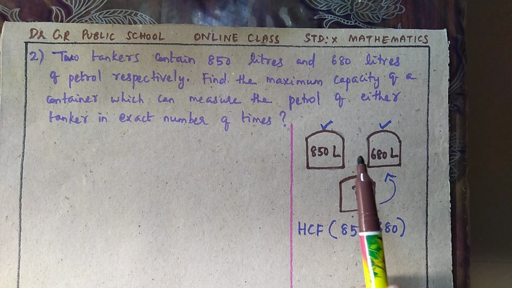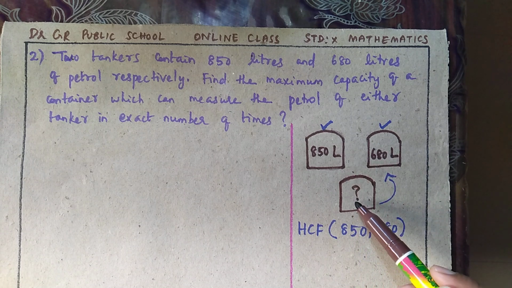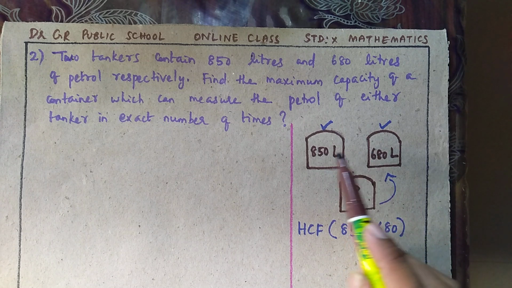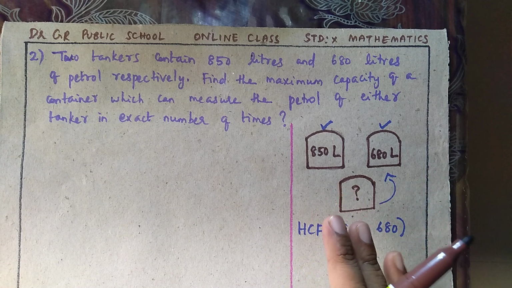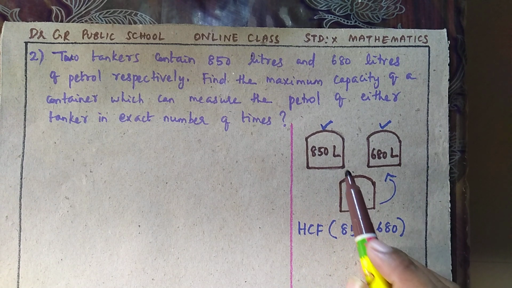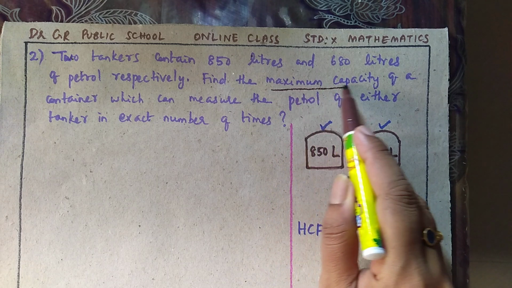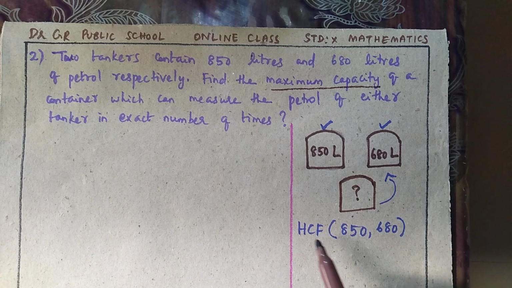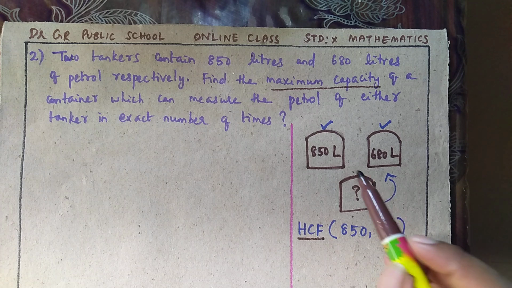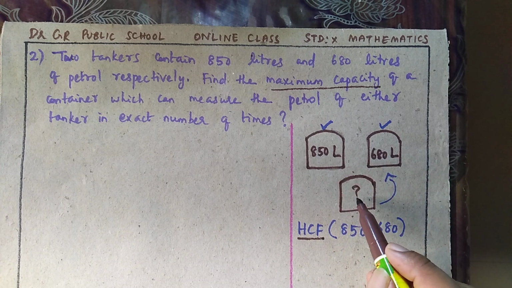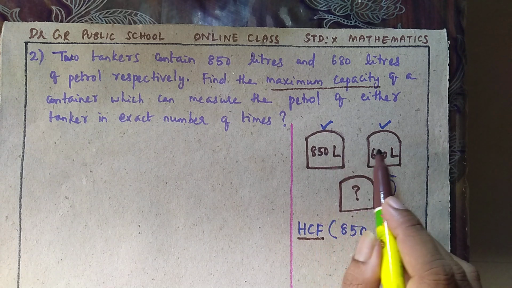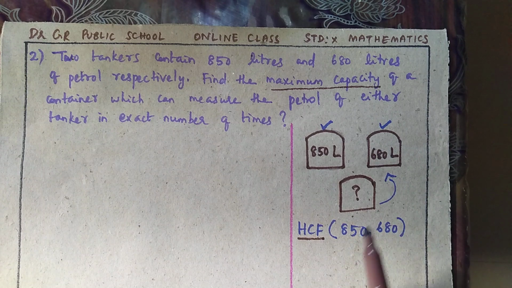So what is meant by that exact number of times? This new number can be divisible by these two given numbers. So again here the common factor is coming. So common factor, maximum capacity of the third container means we need to find out the highest common factor of the two given numbers. Two numbers are given. The third number, we want to use the third tanker to measure these first two tankers, which means it is a common factor.